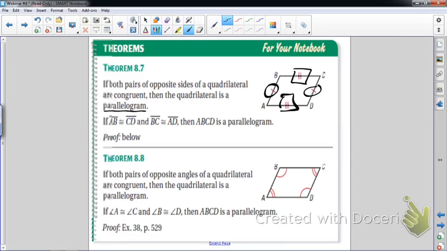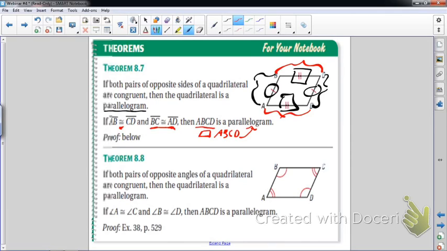Now remember though, I have to make sure that these congruent sides that I'm drawing here, I'll put the other one in red, are congruent, okay? So we have opposite sides that are congruent. So if AB is congruent to CD, remember these are line segments, and BC is congruent to AD, then I can claim, I should have put a little box there, that ABCD is a parallelogram.